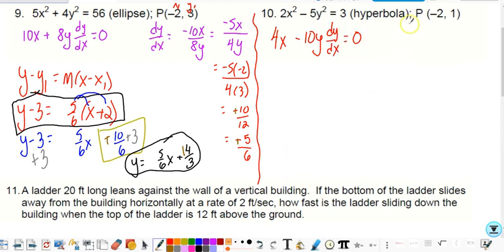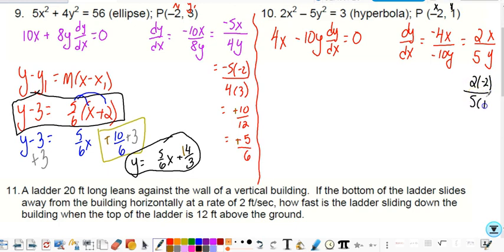Found my derivative. So I'm going to subtract the 4x, divide by negative 10y. Negative divided by negative is positive. 4 and 10 can both reduce by 2. Plugging in my x and my y, I get negative 4/5. So y minus y1 equals slope times x minus x1.